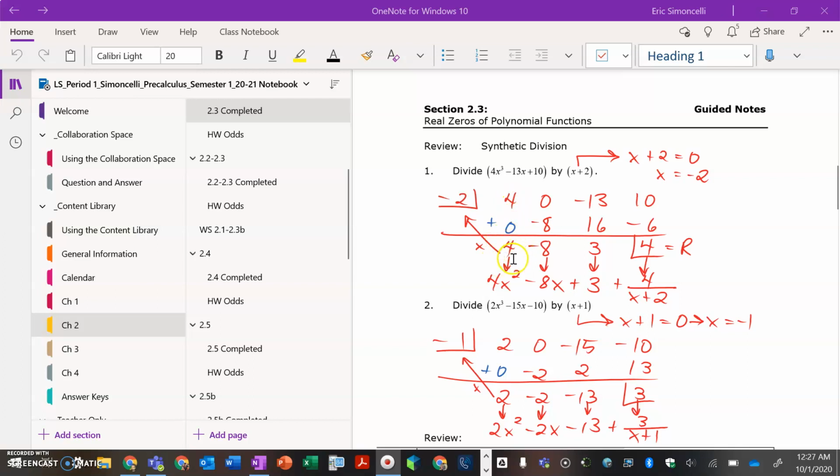Once you get that number, you're going to multiply it by that particular value, -2. So 4 times -2, of course, is -8. And then you just keep adding and multiplying, adding and multiplying. So 0 minus 8, that's -8, times -2, that's 16. -13 plus 16 is 3. Times -2 is -6. And then 10 minus 6, of course, 4. That is your remainder. If it did end up being 0, your technical value to start with was in fact a 0 of the function that we see here.